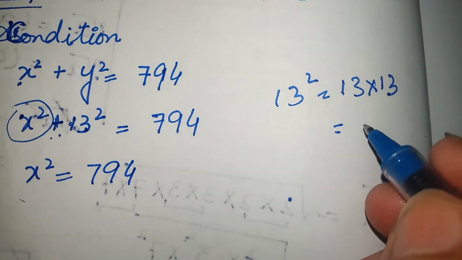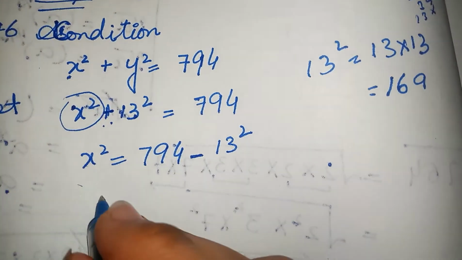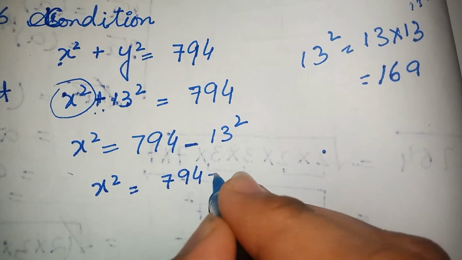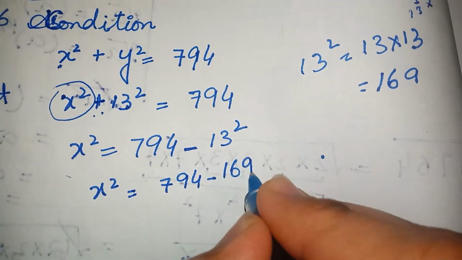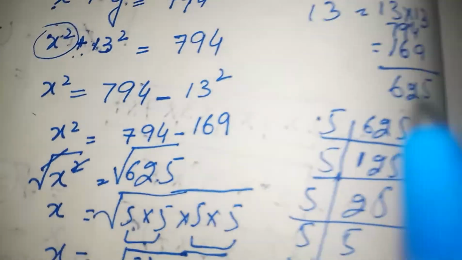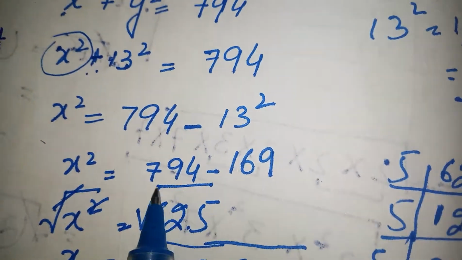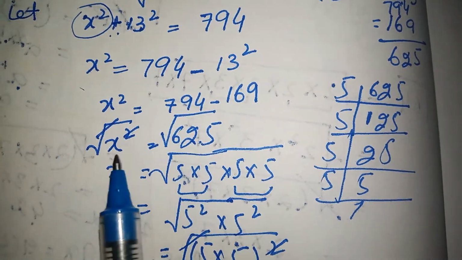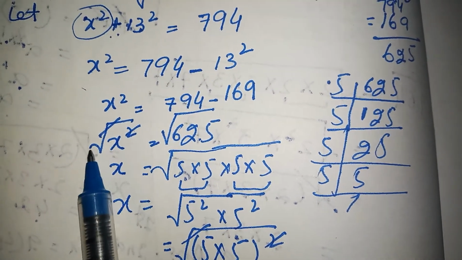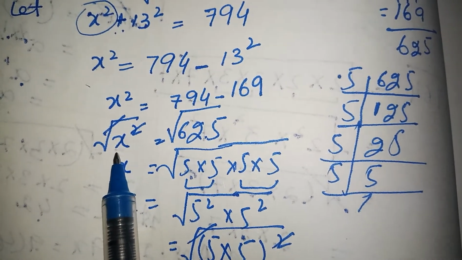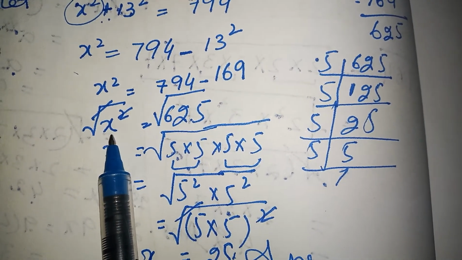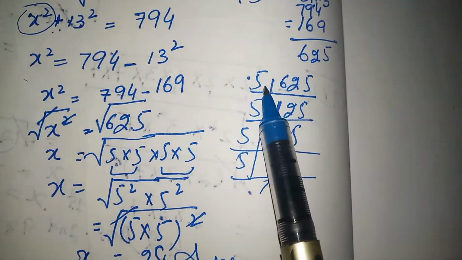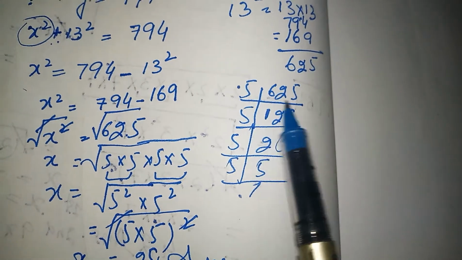So 794 minus 169, the answer was 625, and we took a square root on both sides because we have to find the value of only x square. So what we did, we just made the factors of this one.